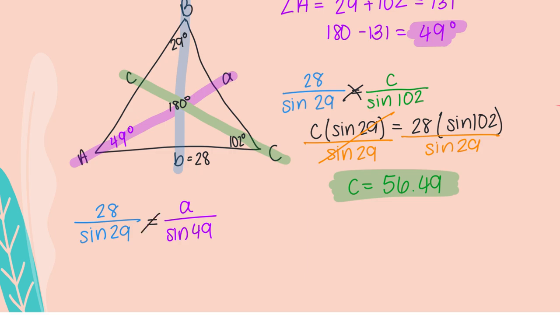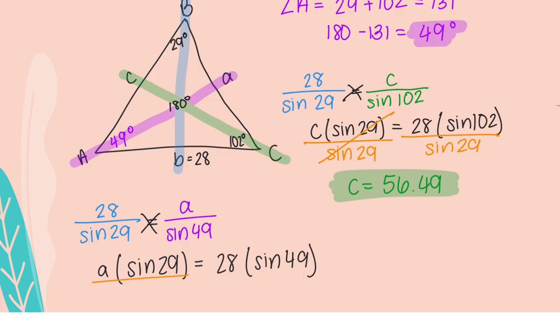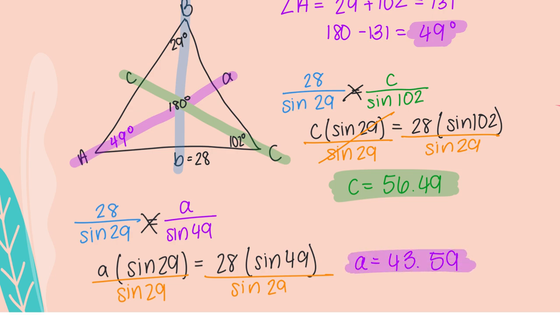And same thing like we did before, cross multiply, I'm gonna get A times sine 29 equals 28 times sine 49. And like we did before, I have to divide to get A by itself and do that on the other side as well. So go ahead and plug it into your calculator and let's see if we get the same answer. All right, if you plugged it in correctly, your answer should have been side A equals 43.59. And that should have been your answer. So again, these you solved for your sides.